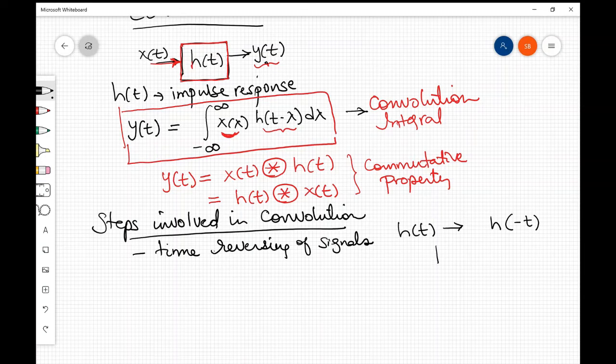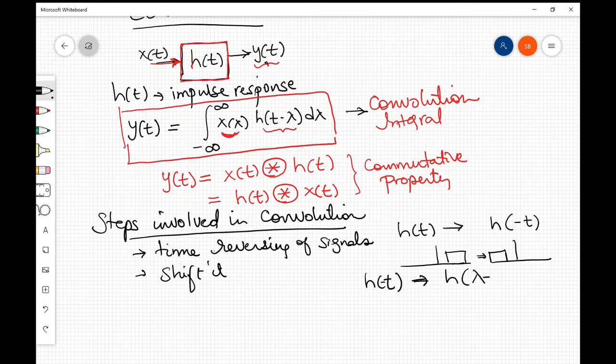In terms of graphs, if h of t is, for example, this value here, then we are going to reverse that and bring it to this side. That's called time reversing it. The second step is shifting. By shifting, we mean h of minus t is going to be shifted into h of lambda minus t, which means we are going to add lambda. So first this was reversed and then shifted to this side. That's represented by lambda minus t.